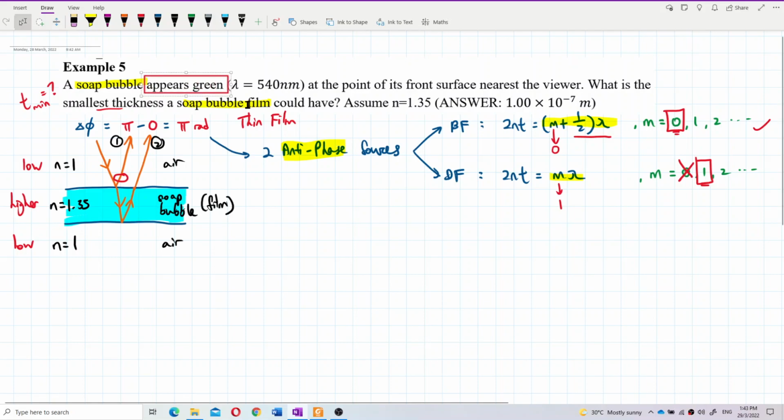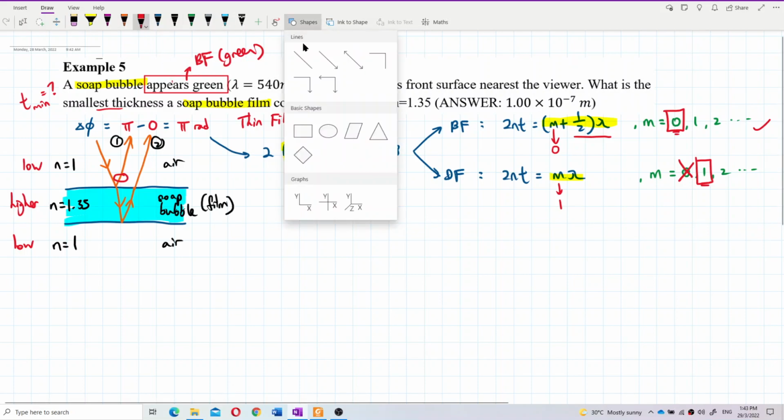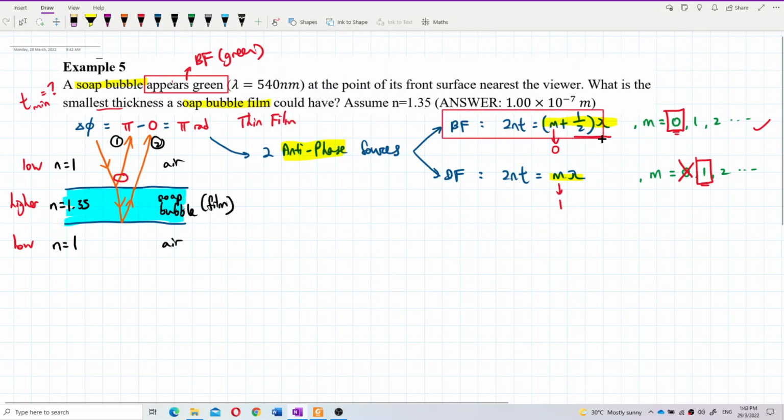Appears green. So it looks very bright in green color. So this is a bright fringe. Appears green means you can see the green color, which means it has a green bright fringe. So we're going to use the bright fringe formula. Understand?